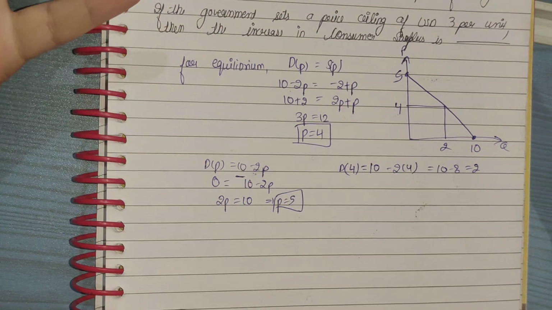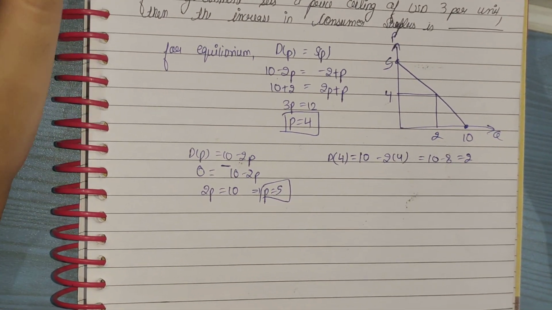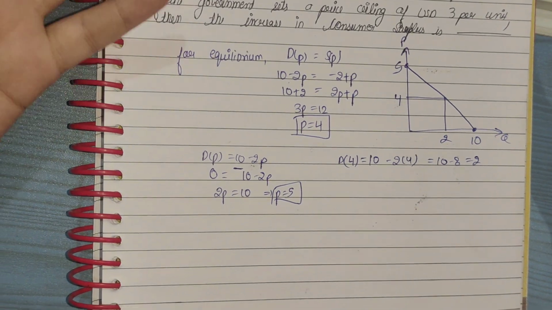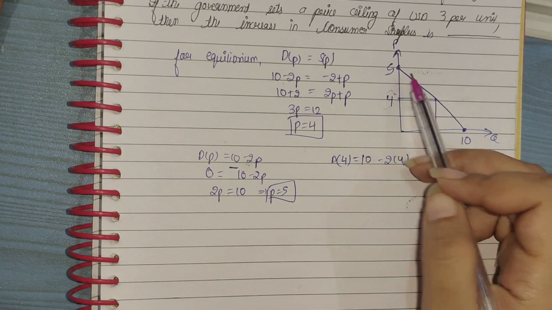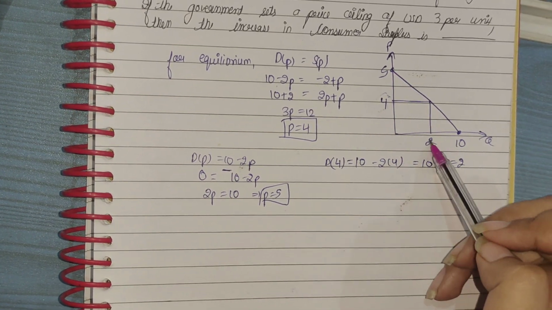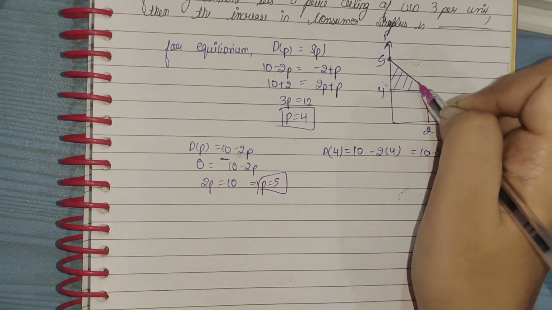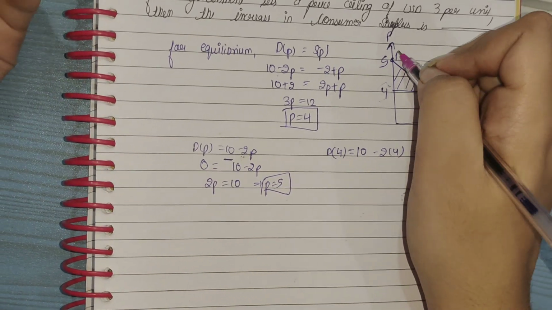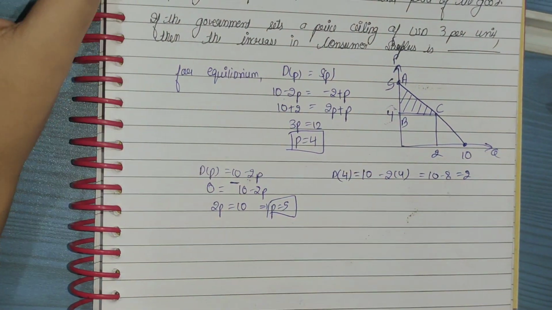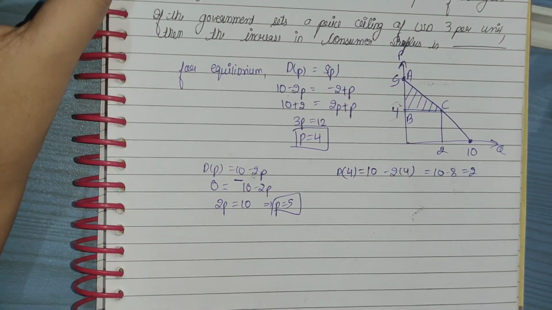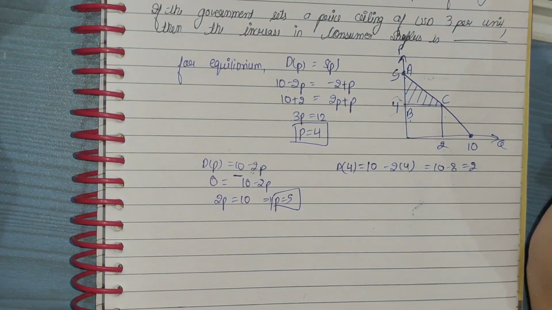Now what is consumer surplus? Consumer surplus is the difference between the price a consumer is willing to pay and what the consumer is actually paying. So the consumer is actually paying 4 and is willing to pay more up to that quantity at this price. So this area is the consumer surplus, A, B and C. As we can see, it is making a triangle.